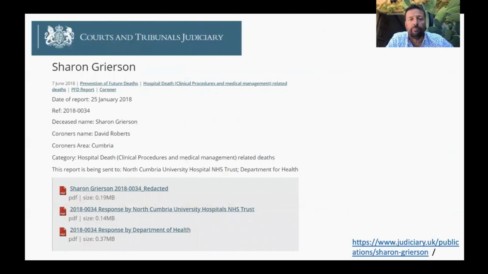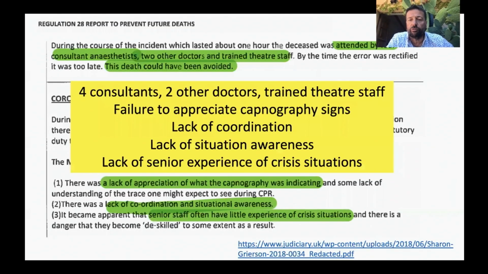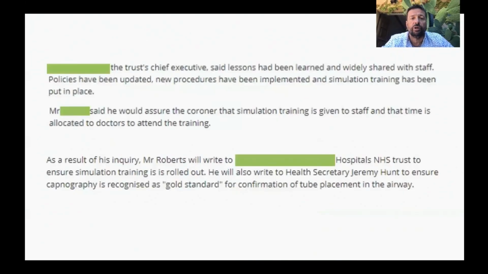Again, from the prevention of future deaths statements from the coroners, they described a large number of individuals, 4 consultants, 2 other doctors, trained theatre staff, failure to appreciate capnography signs, a lack of coordination, lack of situational awareness, a lack of senior experience in a crisis situation. And after the inquest, the Trust Chief Executive said lessons have been learned, would be widely shared with the staff involved, and that procedures have been changed.